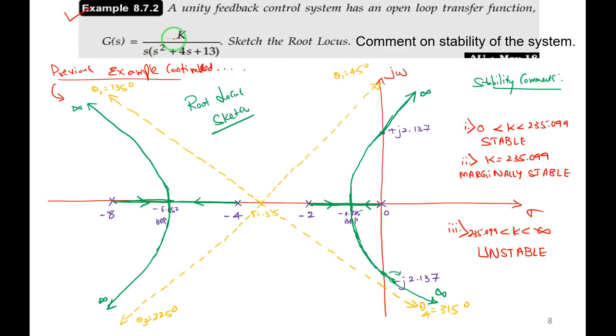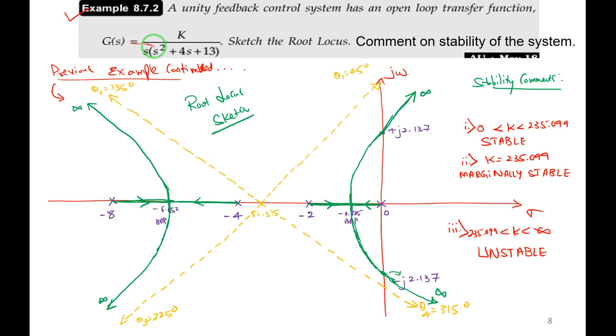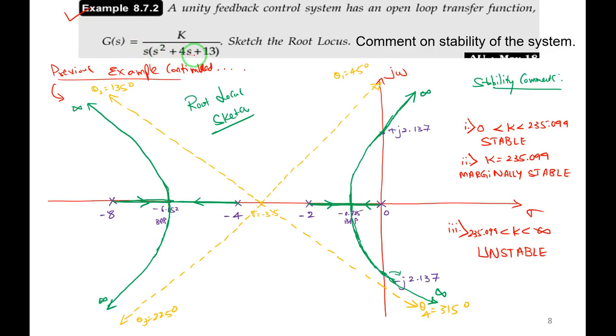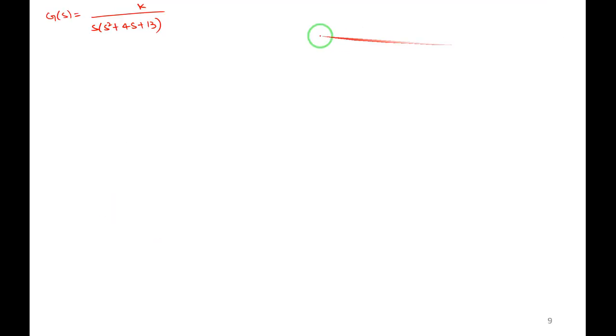So g of s is equal to k divided by s into s square plus 4s plus 13, that is, s into (s square plus 4s plus 13). Sketch the root locus and comment on stability, right?